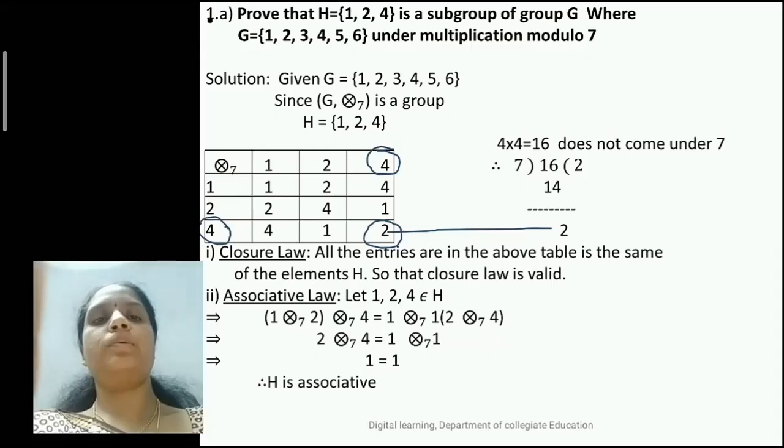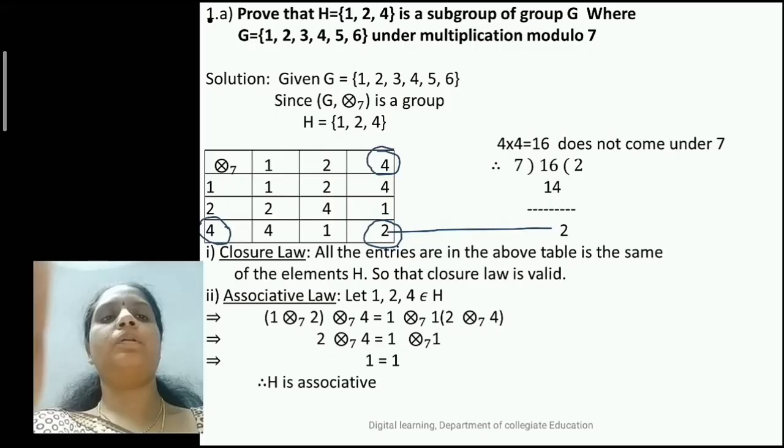That remainder we write within the table. Next, closure law has to be verified. All the entries in the table are the same as the elements on the edge. Therefore, closure law is verified.